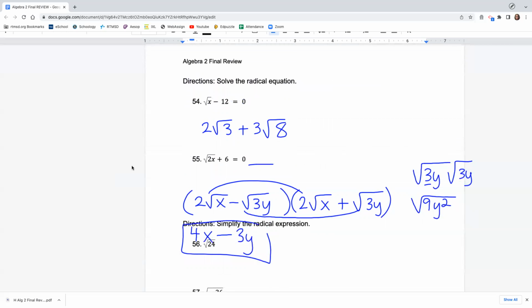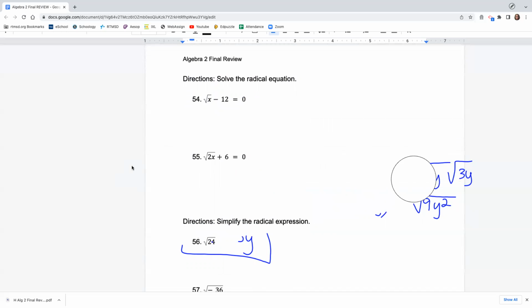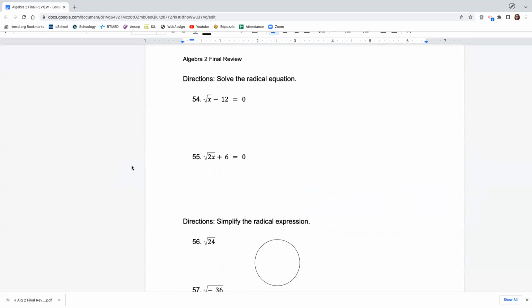For 54, we're actually solving equations, which means find the value of x that makes the equation true. These are radical equations. To solve radical equations, you do the opposite of whatever the root is. So for number 54, we first want to isolate the radical by adding 12 to both sides, and we have the square root of x is equal to 12. To undo square rooting, we square. So these cancel, you're left with 144 as the answer.